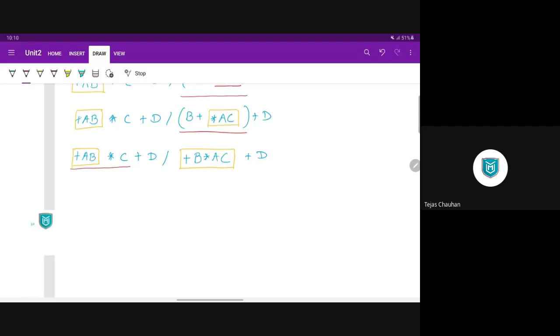Right? So bring your first operand, which is plus AB. Then you bring your second operand, which is C, and then you prepend your operator, so star. This becomes a single entity, and the remaining expression is something like this one.